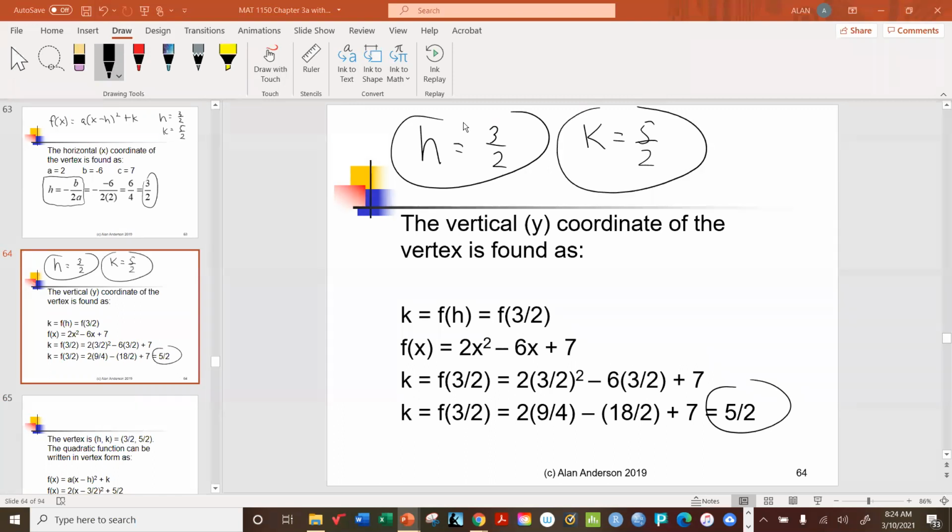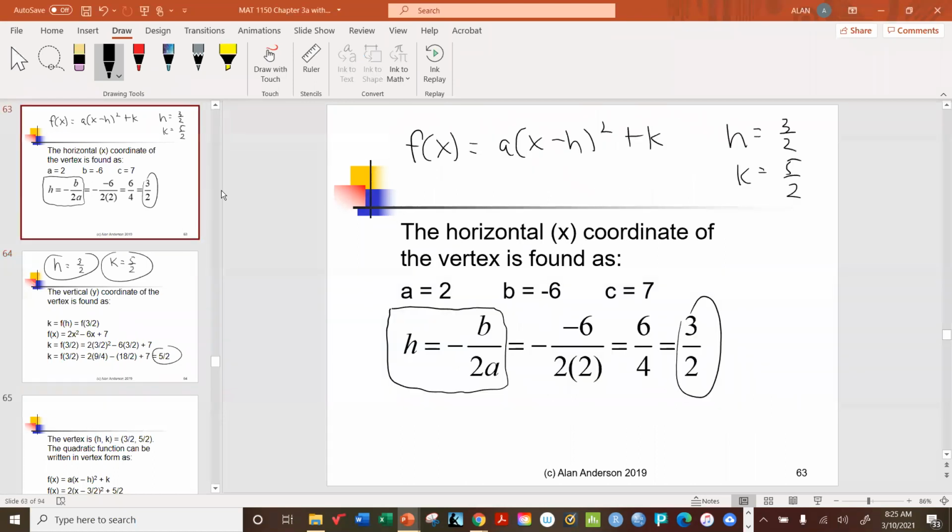Yes, go ahead. Sorry, I guess I didn't follow closely enough to understand where 3 halves and 5 halves came from exactly.